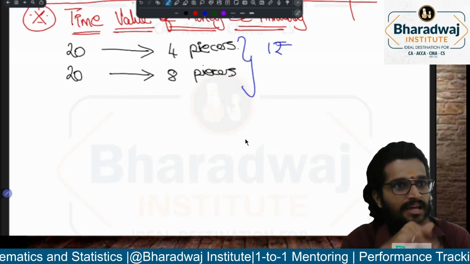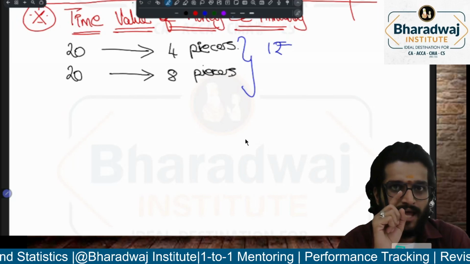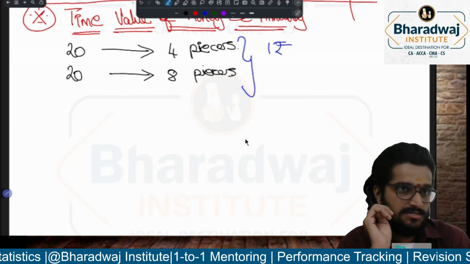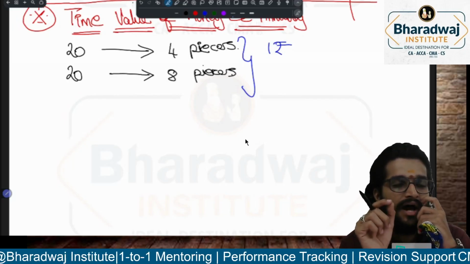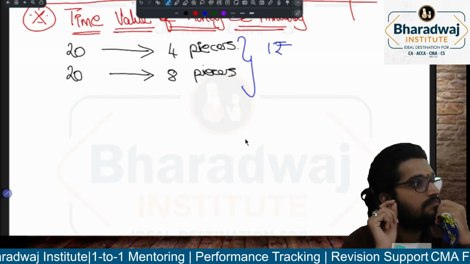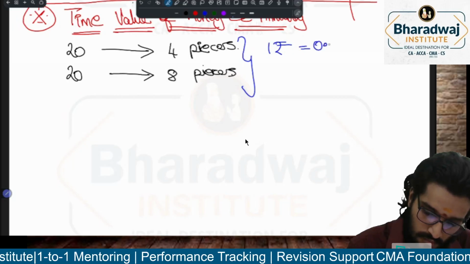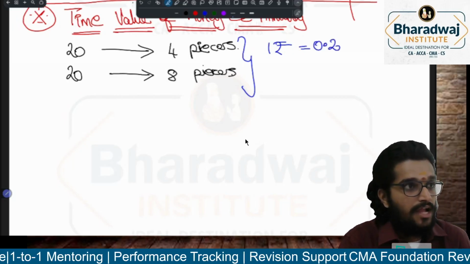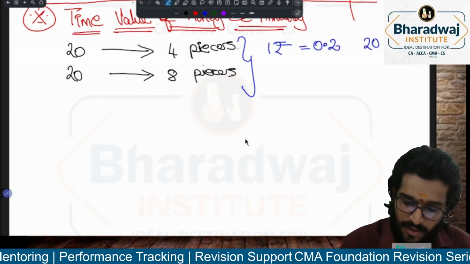Now, if for 20 rupees I can get 4 pieces, then for 1 rupee, how many can I get? 0.2. So the value of 1 rupee is 0.2 in 2025.